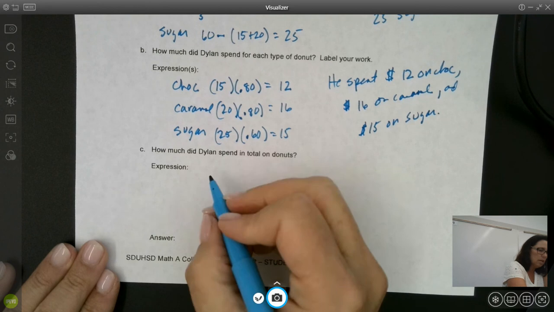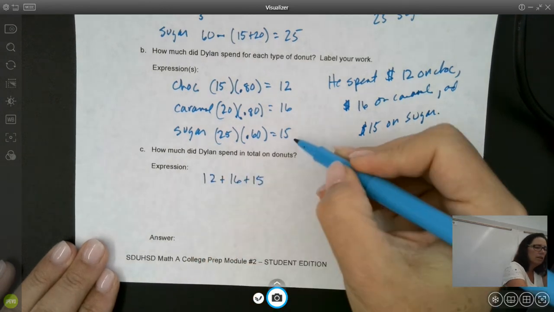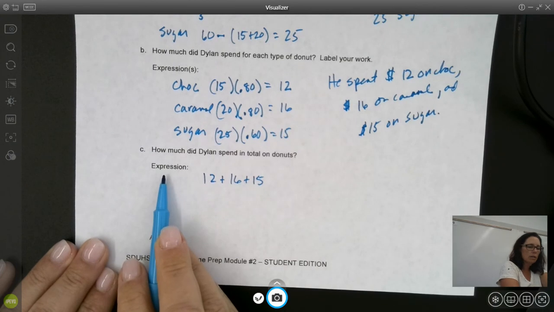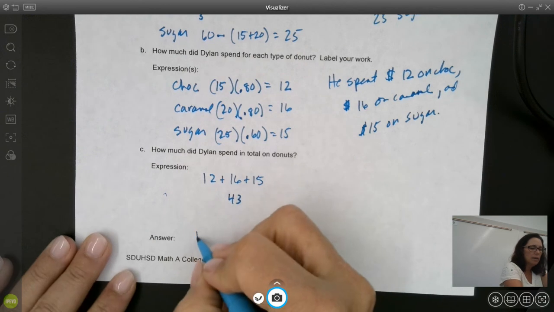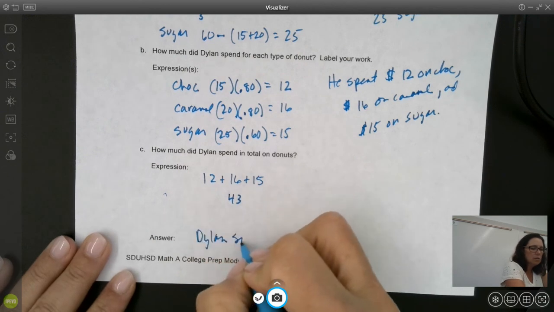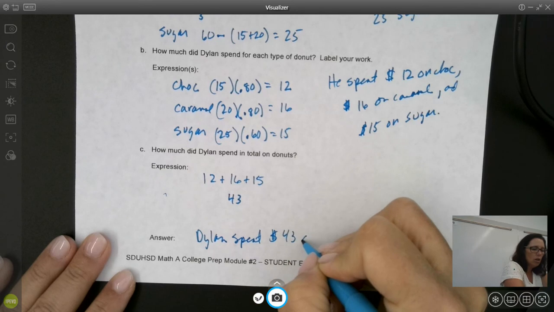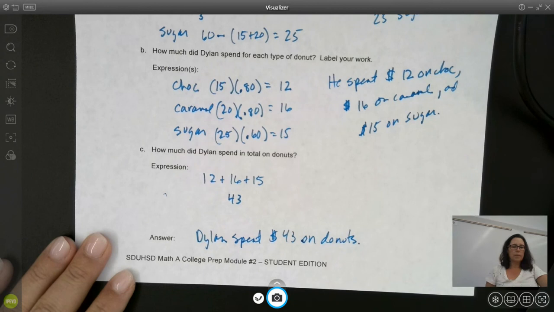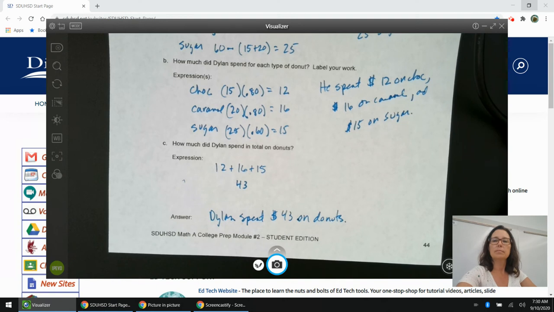How much did he spend total on the donuts? We're going to take 12 plus 16 plus 15 added together. That's going to be our expression, and that comes out to be 43. So Dylan spent $43 on donuts. That concludes 2.3D. Have a good one.